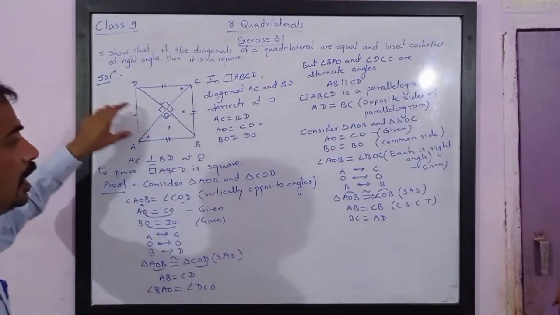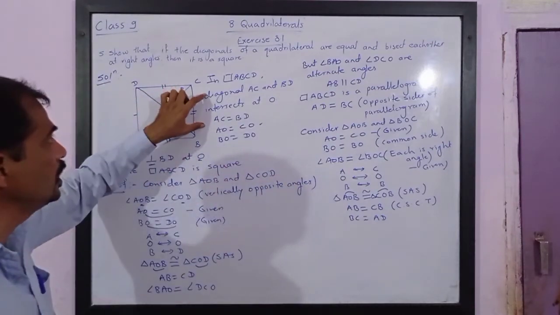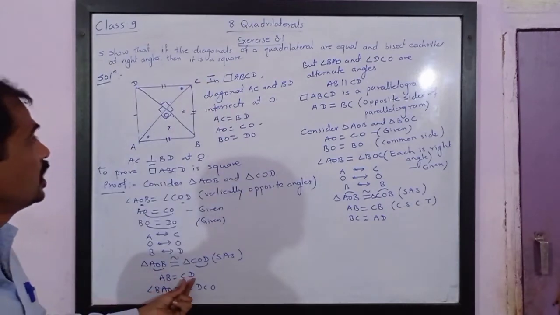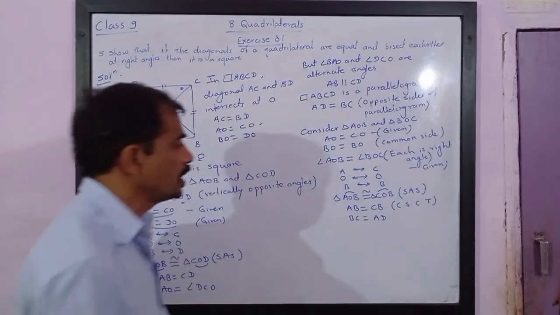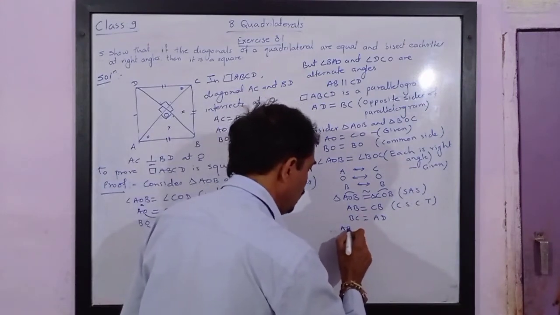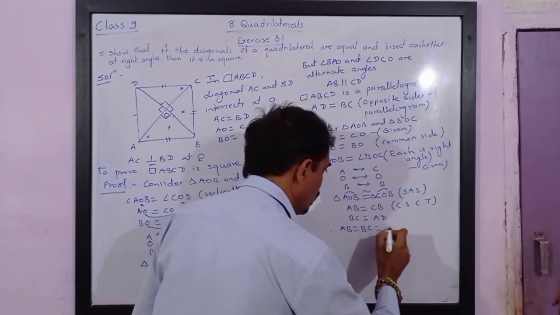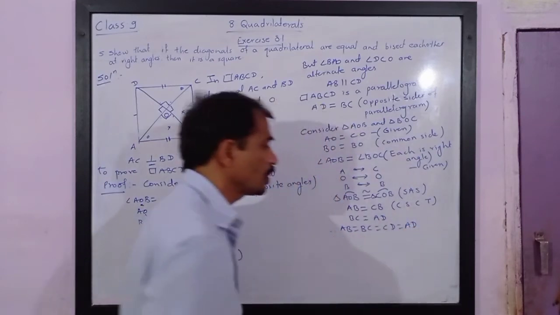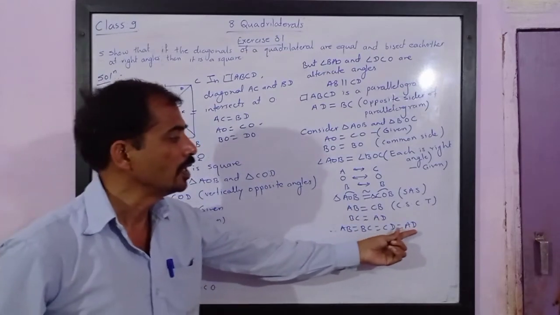BC is equal to AD. AB is equal to BC and AB is equal to DC. AB is equal to CD. AB is equal to DC. So we will get, therefore, AB equals BC equals CD equals AD. All four sides are equal.